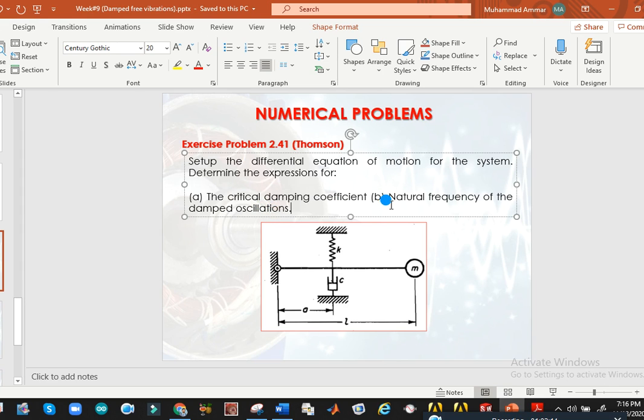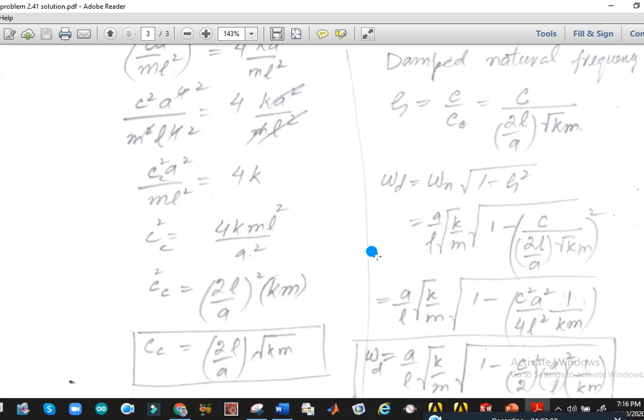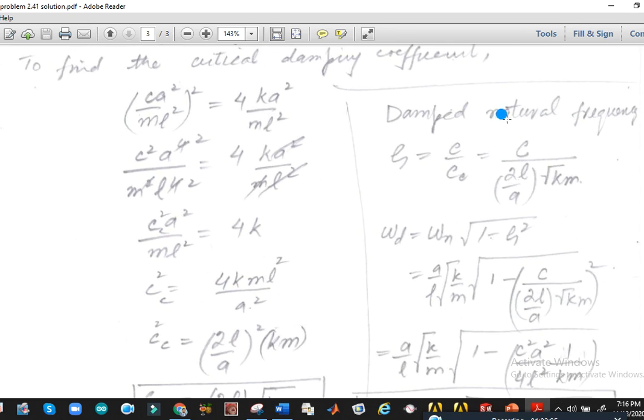Now we have to find the natural frequency of the damped oscillations. How can we find the natural frequency of damped oscillations? We know that the damping ratio is equal to the ratio of C over Cc. We already know the value of the critical damping coefficient, that is equal to this. So we have zeta equal to C over this expression. So what is the advantage of this expression? The advantage is that sometimes we need to know the value of zeta. So now in this case we have derived the expression for zeta as the ratio of this to this.